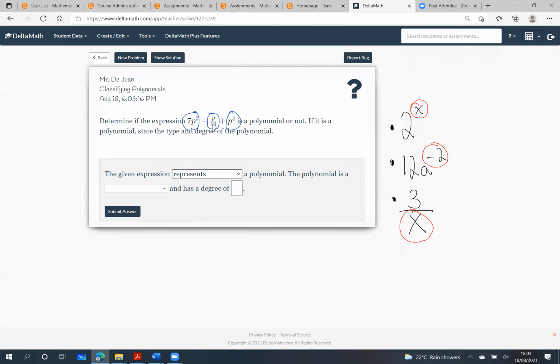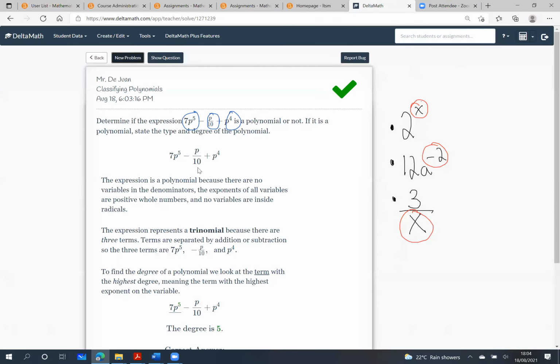How many terms? It looks like there are 3 terms and it has a degree of, what's the bigger number, 5 or 4? Well, it looks like 5 is the bigger number than 4. There are 5 p's attached to 7. So we say 5. I'm going to submit the answer, and there we have it. Please look at this video should you have any inquiries on how to classify polynomials. The critical element is remembering these 3 rules because they are not polynomials.